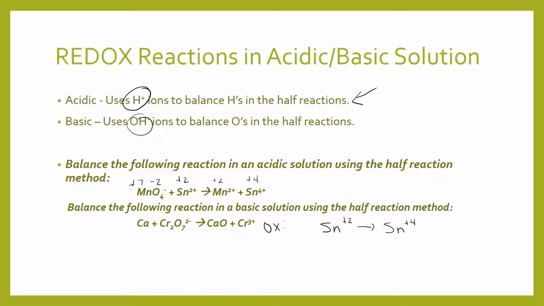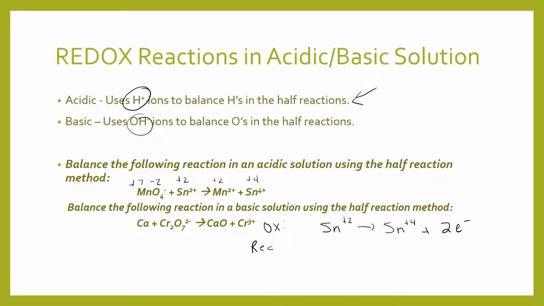The tins are balanced and there is no hydrogen or oxygen, so let's look at the +2 and the +4 charge. These need to be equal. I can't add any more positive charge to the left-hand side, but I can add negative charge to the right-hand side. In doing so, +4 minus 2 is +2. My charges are now balanced.